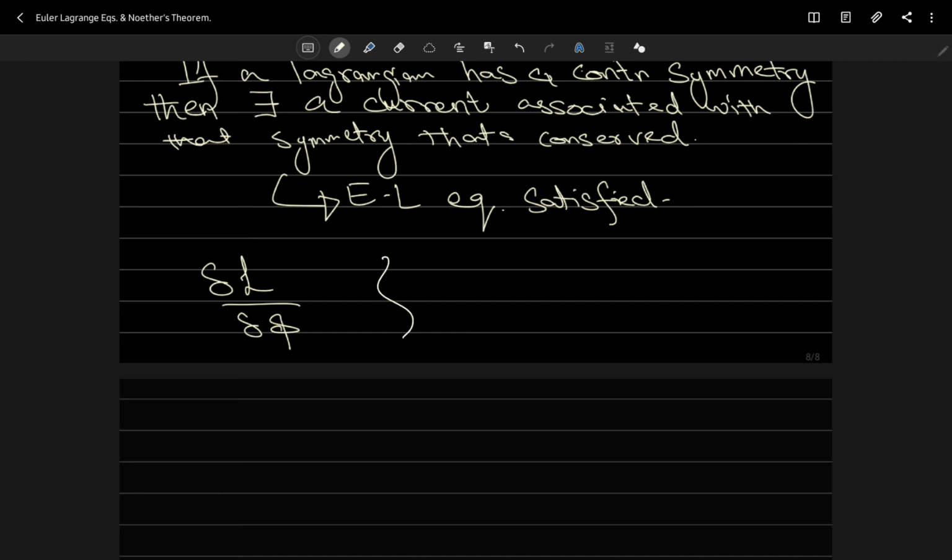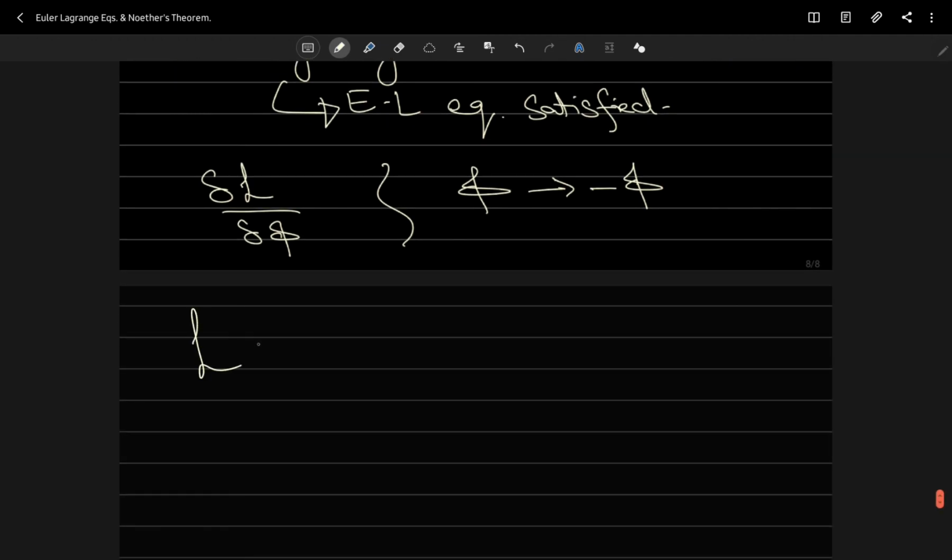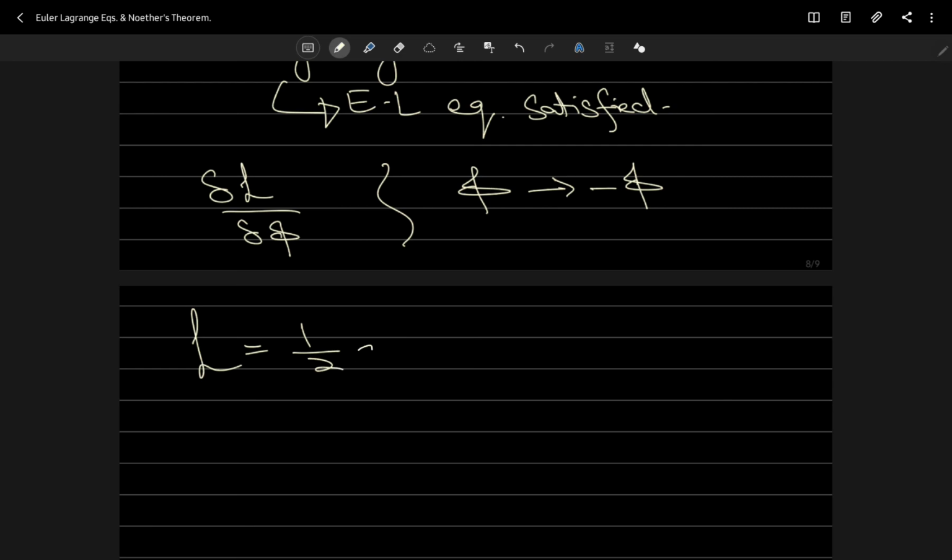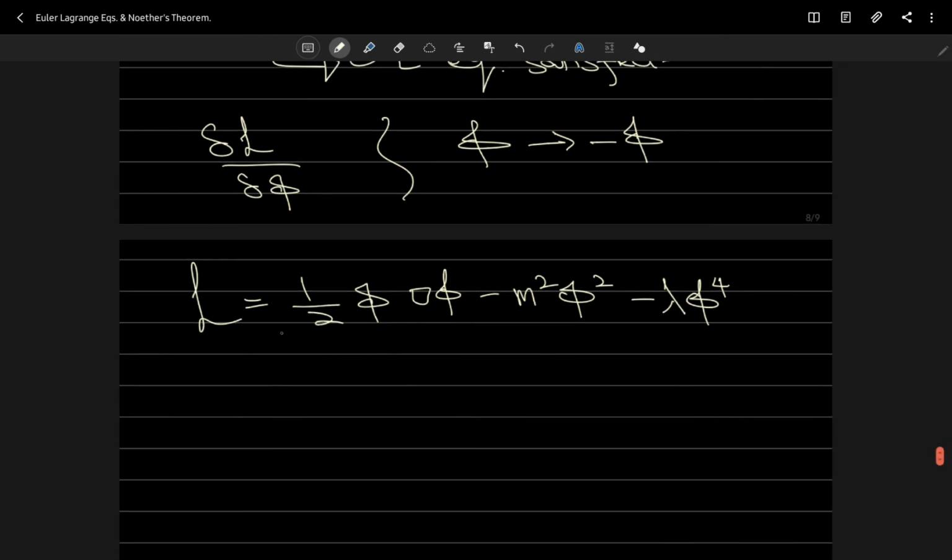An example of a discrete symmetry would be a symmetry under phi transforming to negative phi. And this is for the case of a Lagrangian of the form 1 over 2 phi box phi minus m squared phi squared minus lambda phi to the fourth. So if I take this Lagrangian and have this transformation, this would be a discrete symmetry, and Noether's theorem would not work in this case.